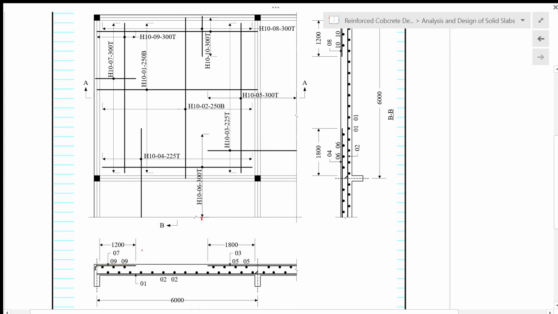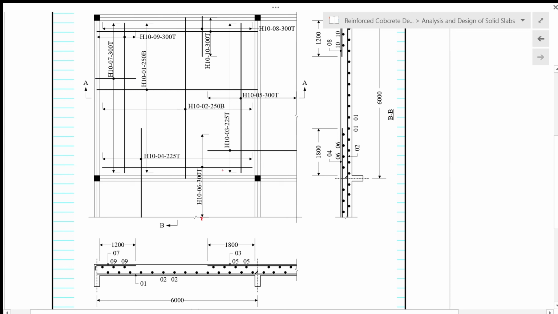But we do not need to know what is the value there. We just need to provide 50% of bar 01 as bar 07. But 50% of bar 01 is less than minimum steel, so we provide bar number 07 as minimum steel. So minimum steel is H10 at spacing of 300 mm and is at the top of the slab section. So we have T there. Okay, so this bar number 7 here has to be provided from here to there.